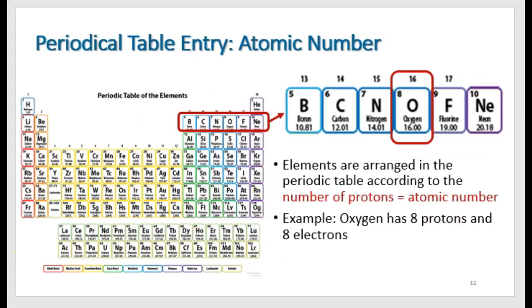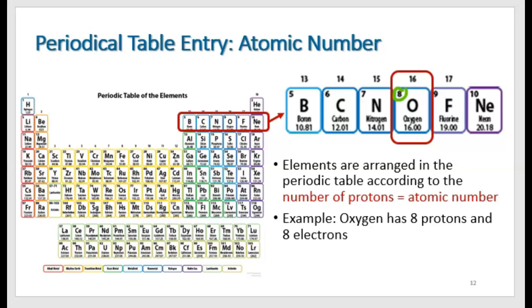In the periodic table, elements are arranged according to the number of protons that an atom has. The number of protons is called the atomic number, and it's usually located in the upper left of that element's entry in the periodic table. For example, the entry for oxygen, whose atomic symbol is O, shows an atomic number of 8. This means that oxygen atoms have 8 protons.